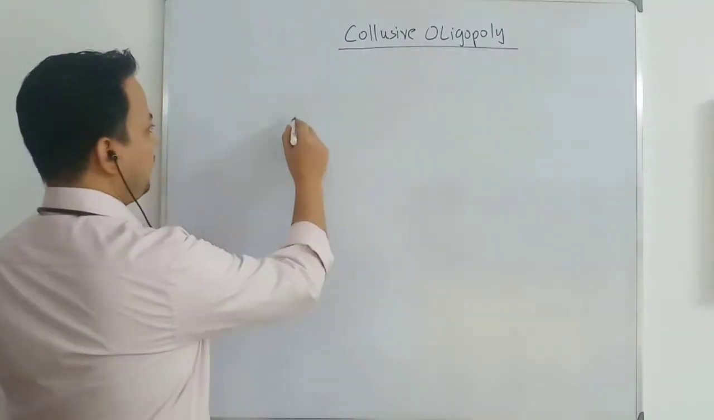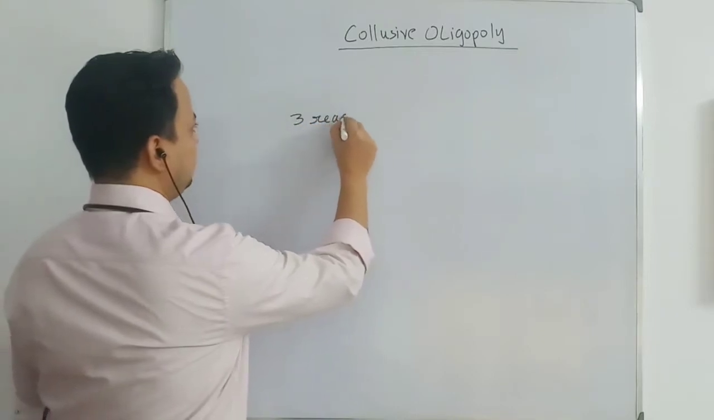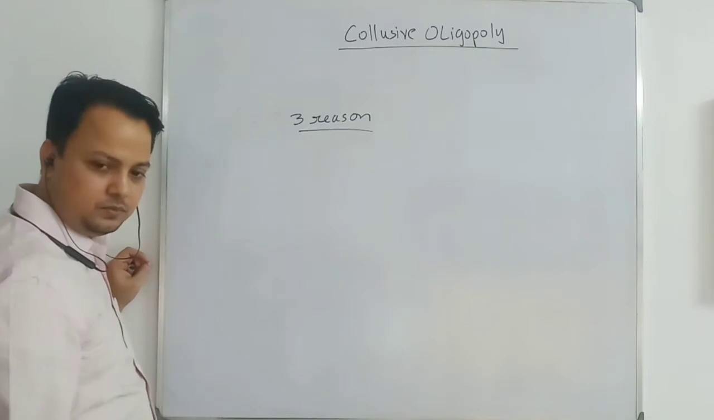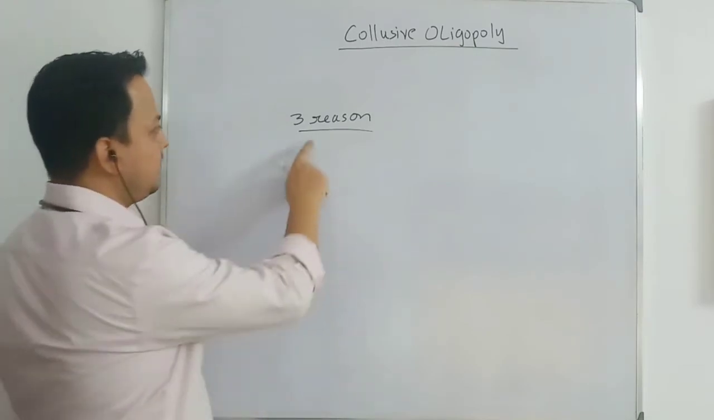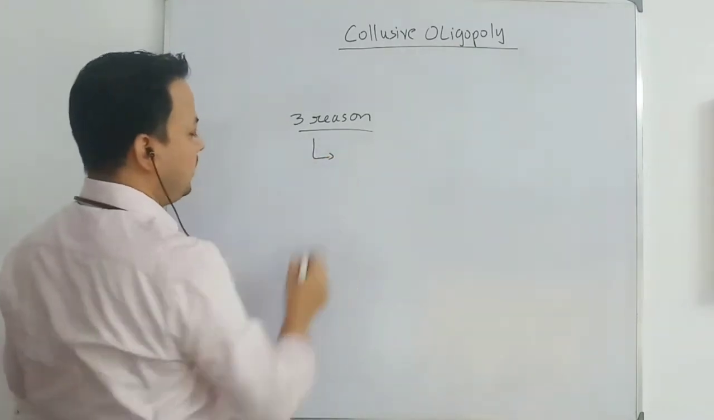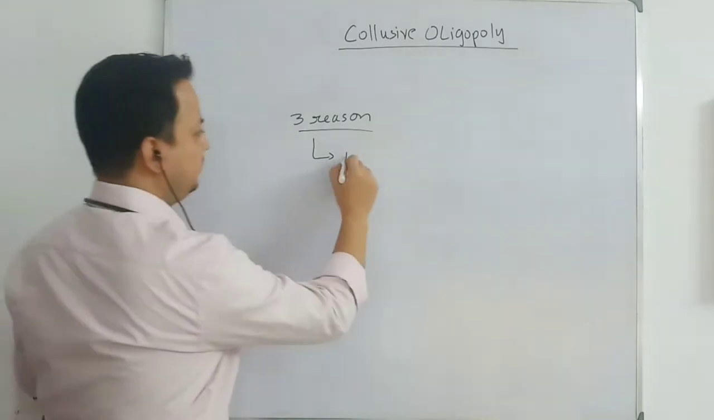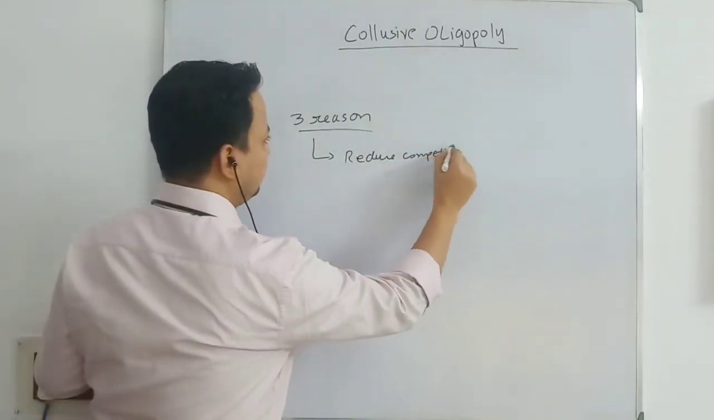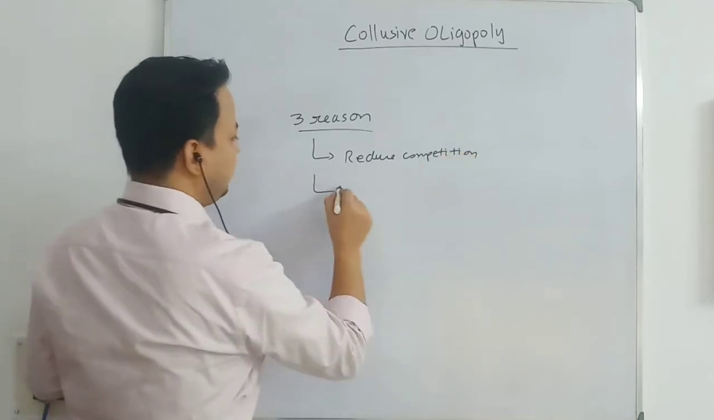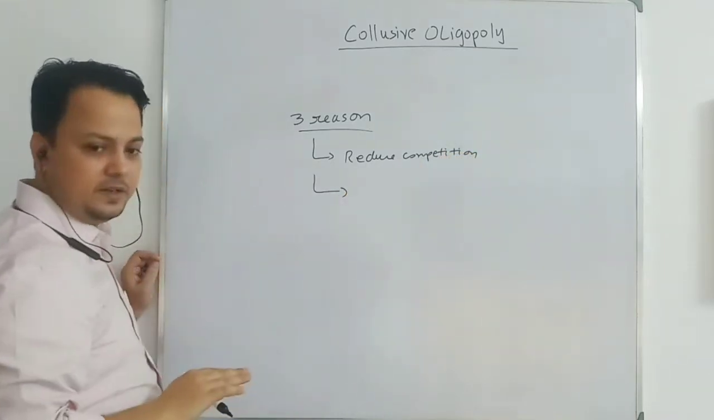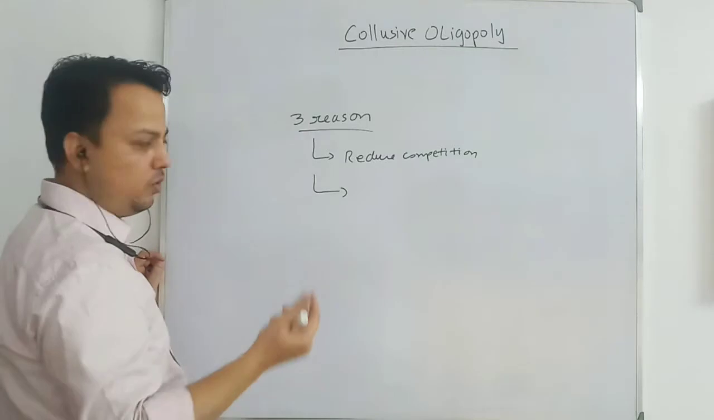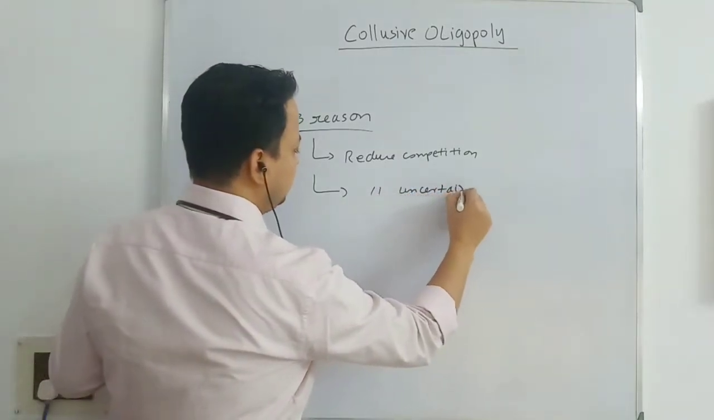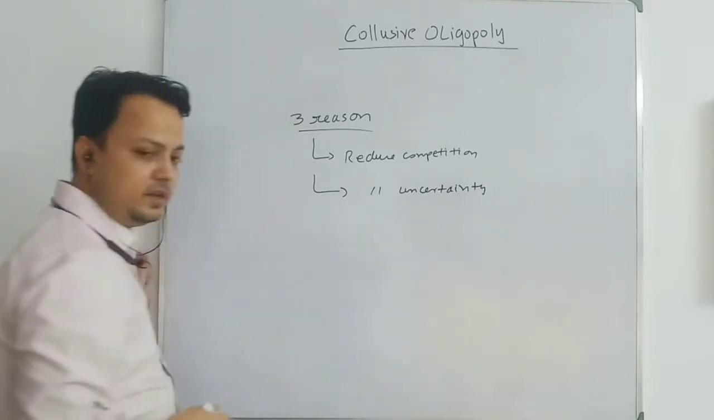I talk about three reasons for collusion. Is that clear? There are three reasons for collusion. First, it reduces competition. Second, it reduces uncertainty about price and quantity. Reduce uncertainty with respect to price and quantity.